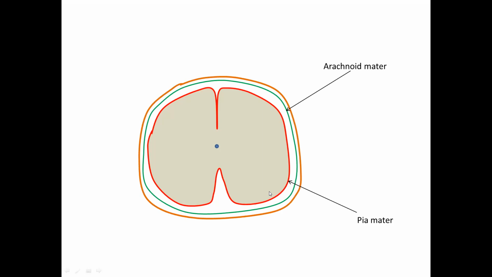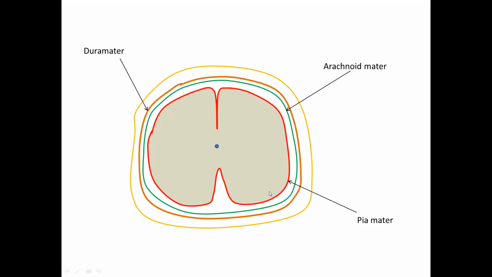Then surrounding that, you have the dura mater. And surrounding the dura mater, you have the vertebral canal, or the spinal canal, which is made out of bone. So where are the spaces? That is the subarachnoid space between the pia mater and the arachnoid mater. And this is the epidural space, which is between the dura mater and the bones and the ligaments of the spinal canal.